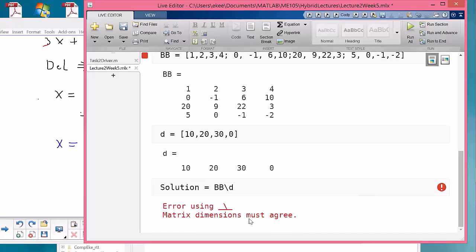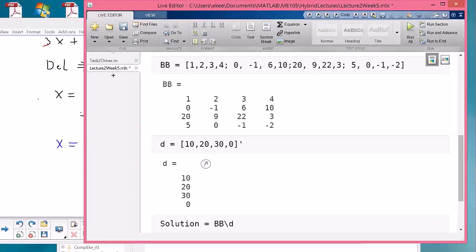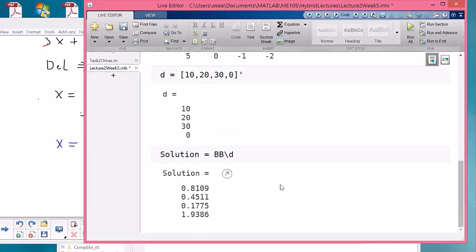MATLAB says that matrix dimensions must agree. It uses that phrase so many times it's not funny. So it has to figure out, okay, what have I done wrong now? It doesn't tell you that you didn't put a column vector. A quick way to change this, if I'm lazy and I don't want to put the semicolon, is to just come here and put a single quote. Remember, that's how you transpose vectors or even matrices. So if I do this now and run it, I should have a column vector and then MATLAB will be fine.